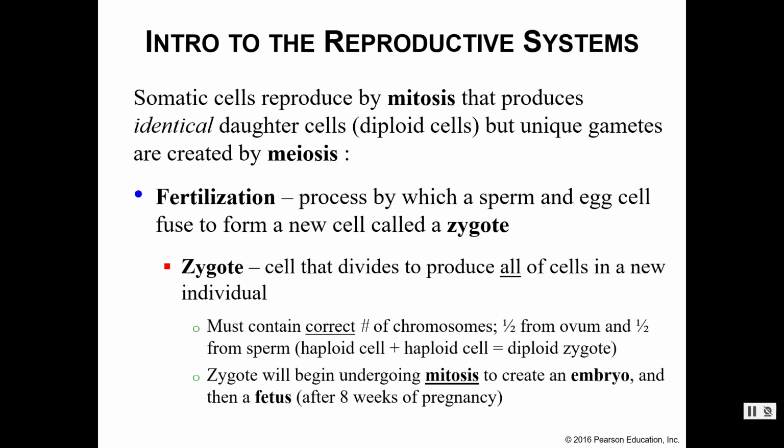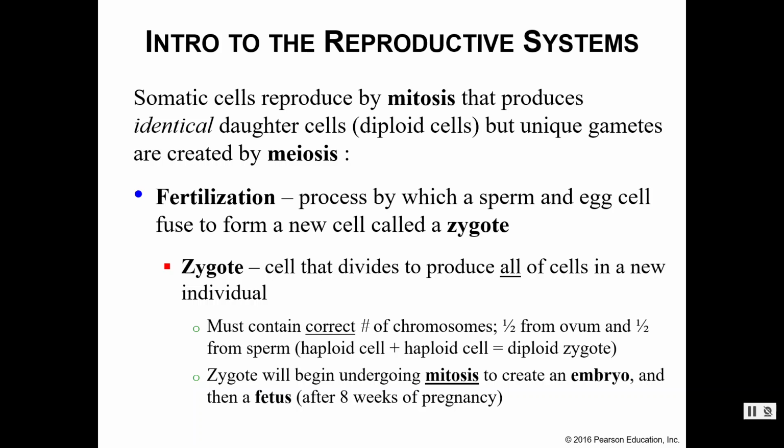So the zygote must contain the correct number of chromosomes. So we should be getting one full set from the ovum, and we should be getting one full set from the sperm. So each of those are haploid cells. Once we fuse those together, we end up with two full sets of chromosomes. That's where we get the diploid zygote from.